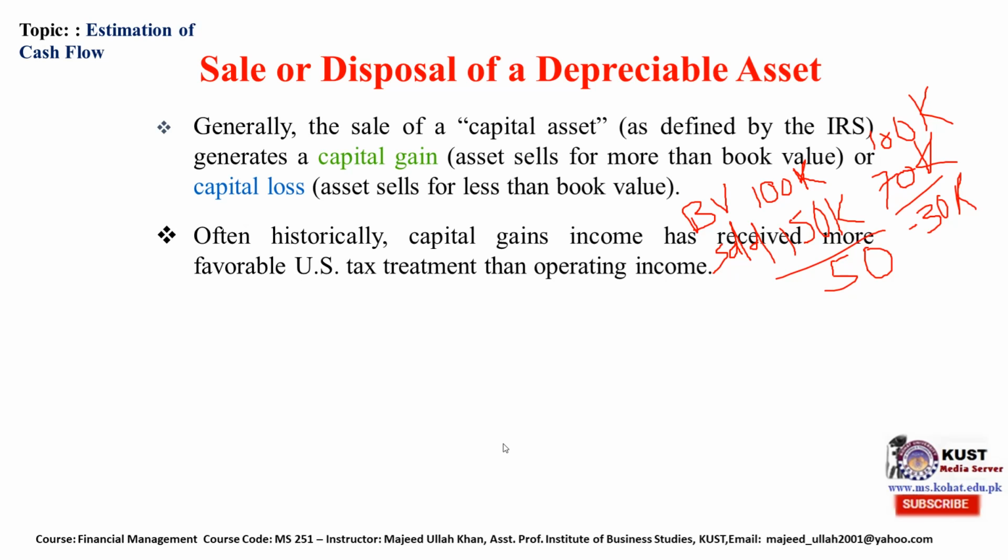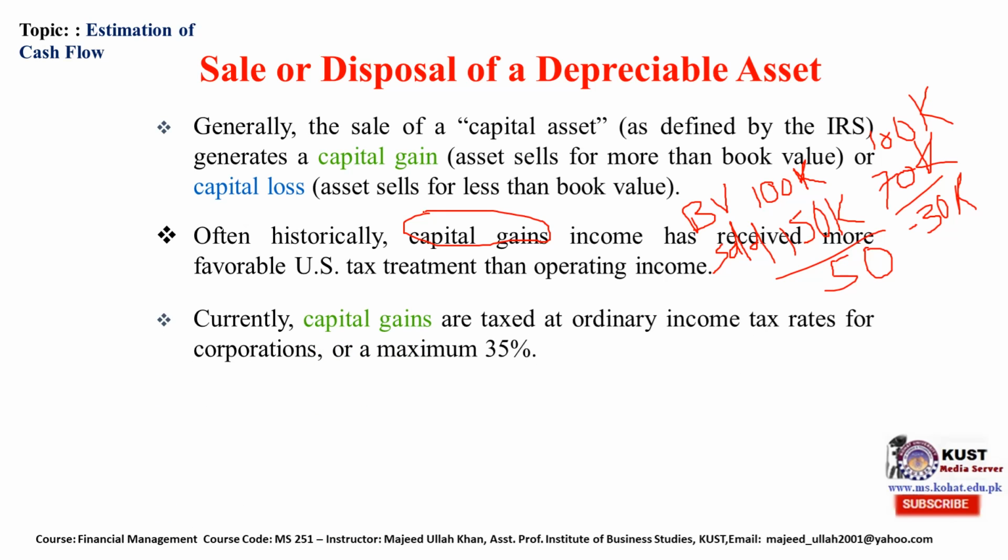Historically, capital gain income has received more favorable US tax treatment than operating income. So capital gain is also taxable in the United States. But what about the capital losses? The capital losses are adjusted against capital gain. If you have, let's suppose, two assets, one gave you 50,000 capital gain and the other incurred losses of 30,000, these will be adjusted with one another.